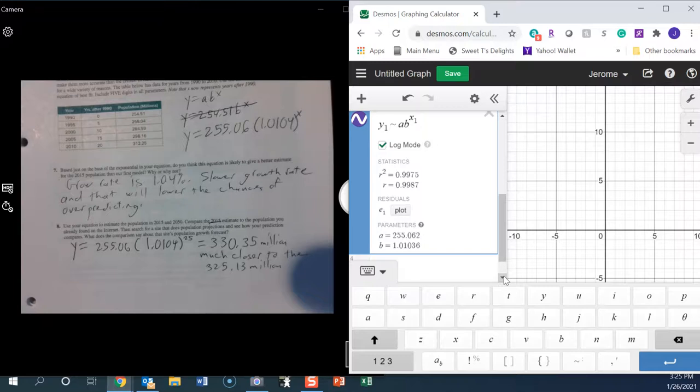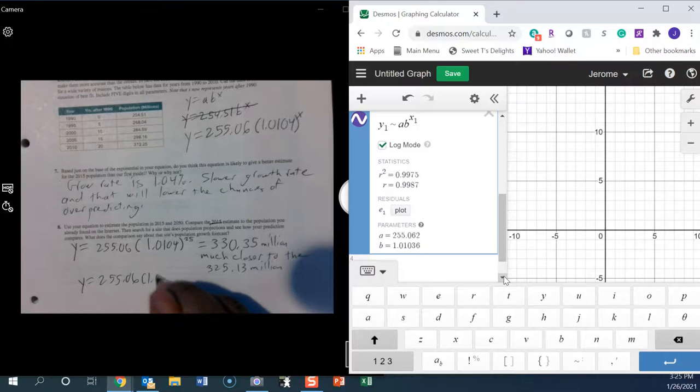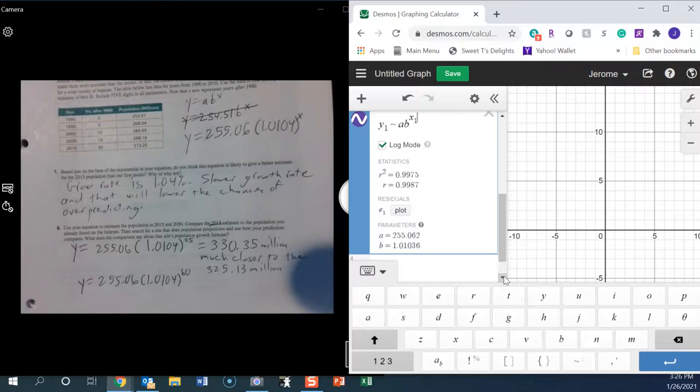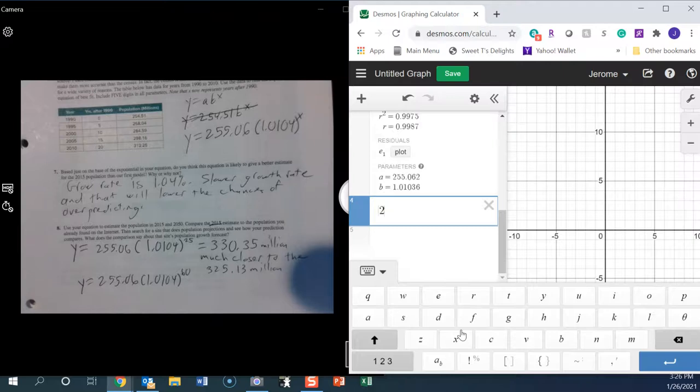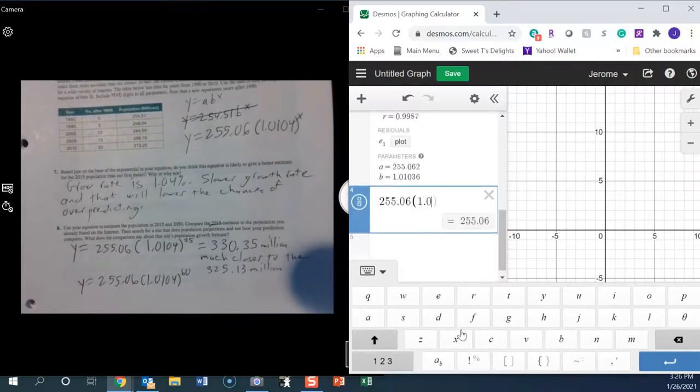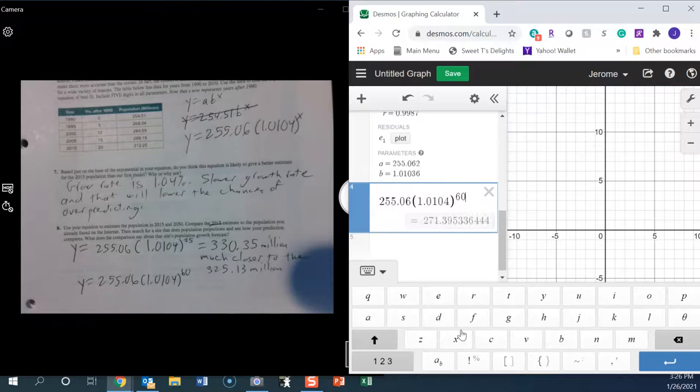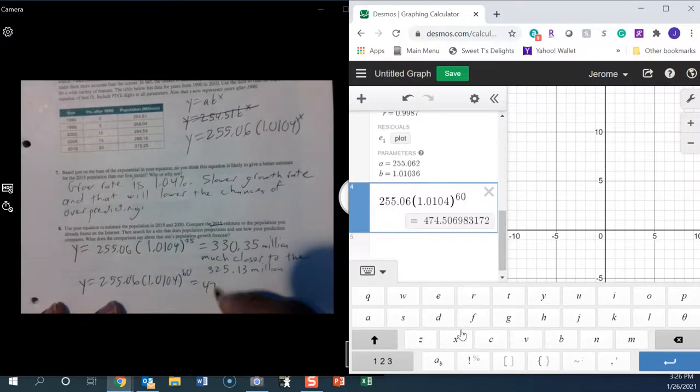Now they also wanted us to do it to 2050. So it'd be y equals 255.06 times 1.0104 to the 60th power. So let me put that in a calculator. So 255.06 parenthesis 1.0104, close the parenthesis and take that to the 60th power. So this will give us 474.51 million.